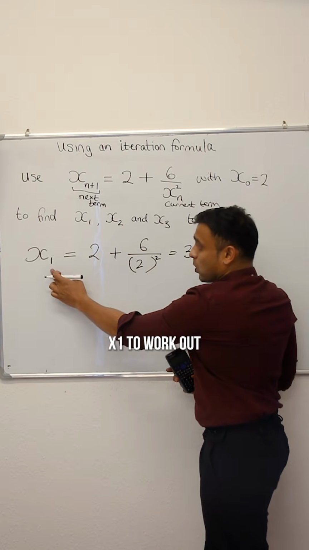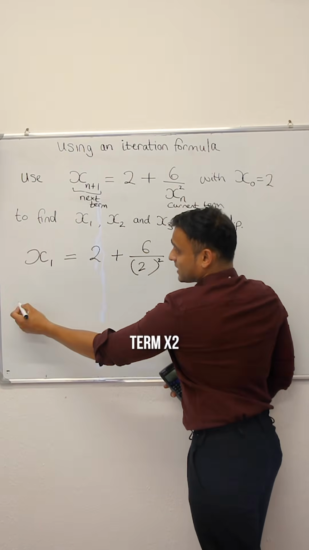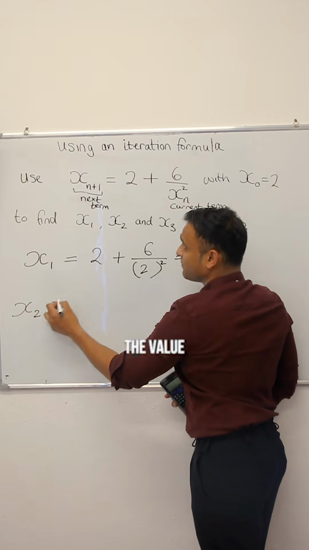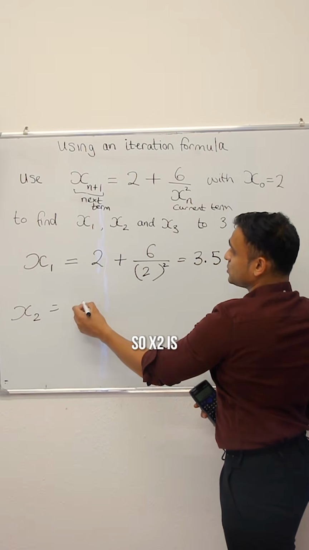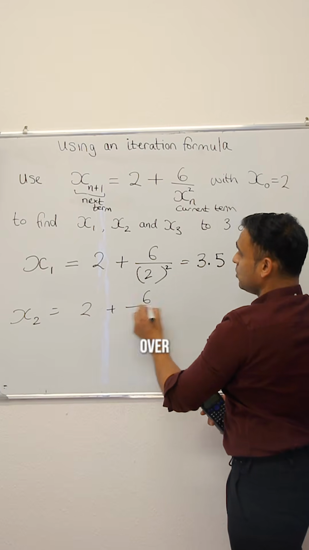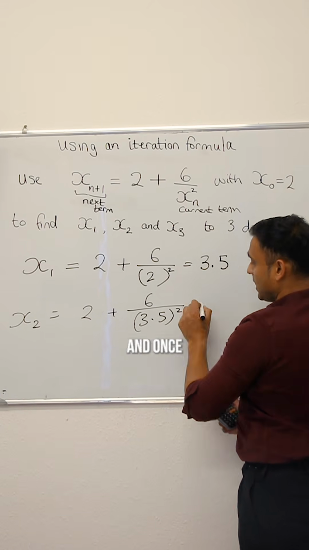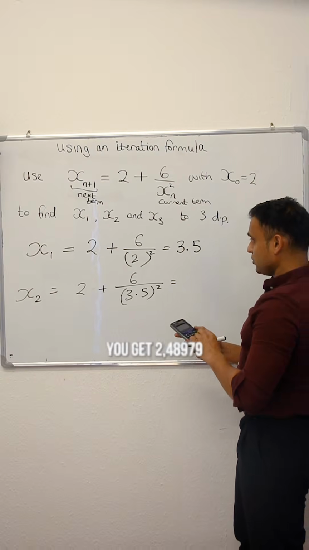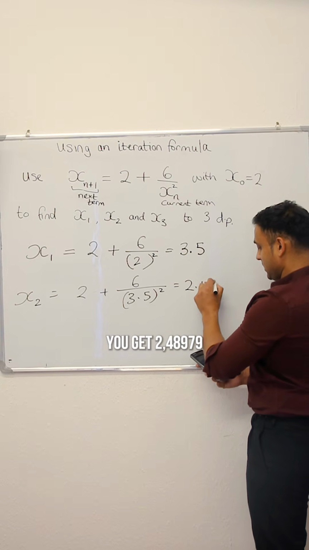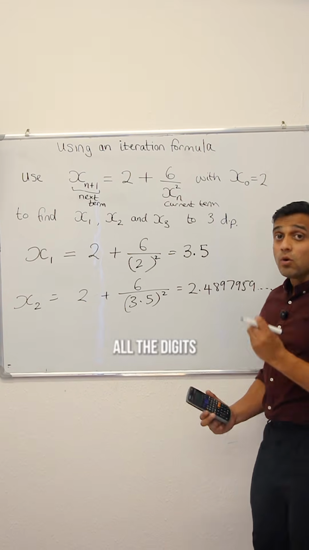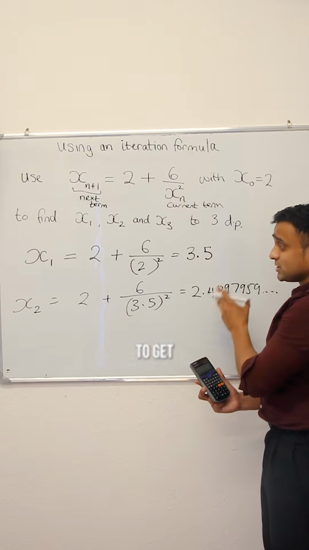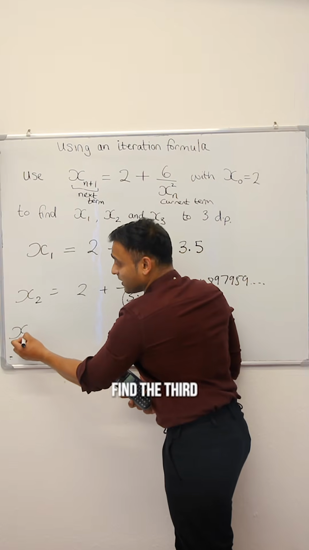Now we have x1. To work out the next term, x2, we're simply going to substitute the value for x1 into there. So x2 is going to be 2 plus 6 over 3.5 squared. And once you type that in your calculator, you get 2.48979. And you leave all the digits from your calculator on the sheet to get the full marks. Then you're going to find the third term.